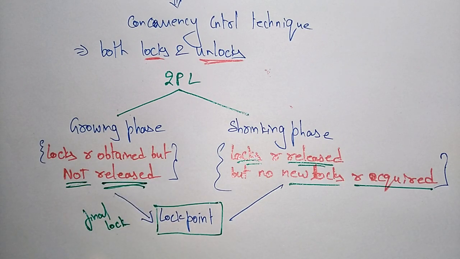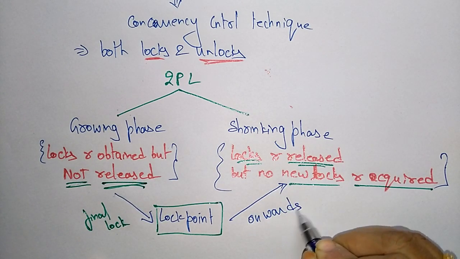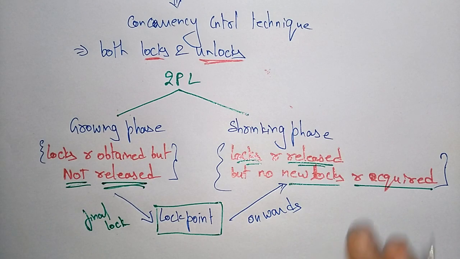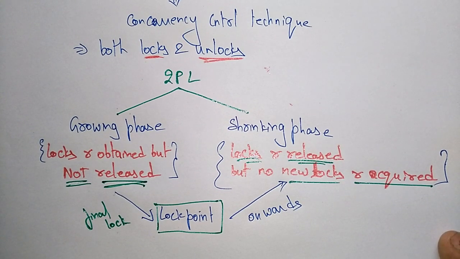After that lock point, the shrinking phase onwards, it releases the locks. Whenever it sees the lock point, the shrinking phase thinks, okay, now I can release the locks that the growing phase has created. So this is two-phase locking.